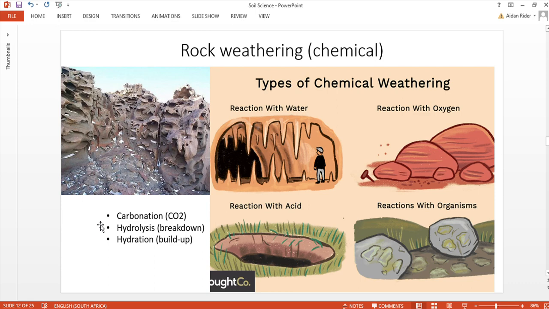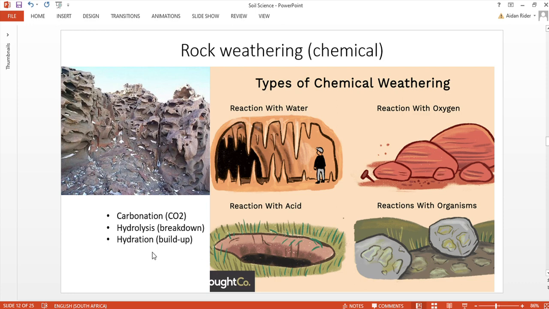Then thirdly, hydration. It is also a reaction of the rock with water, but in this case it builds up. So when certain minerals react with the water, it actually creates new rock. An example of this would be the mineral anhydrite. It is calcium sulfate. And also something with gypsum. Gypsum is used in the construction industry and building of houses and so on. And we also use gypsum for pH regulation in the soil. But it can create new minerals or new types of rocks.